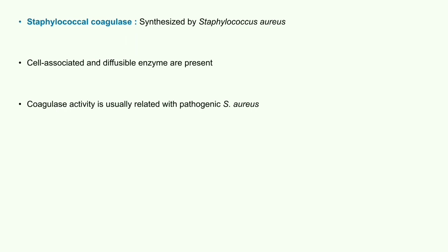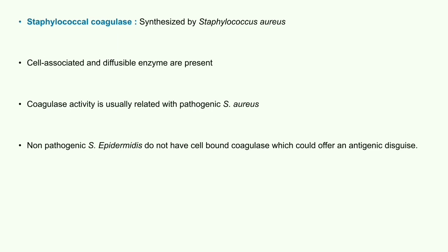Staphylococcal coagulases are synthesized by Staphylococcus aureus. They can be present in either a cell-associated form or a diffusible form. Coagulase activity is usually related with the pathogenic species Staphylococcus aureus, whereas non-pathogenic species of Staphylococcus do not have the cell-bound coagulase activity.